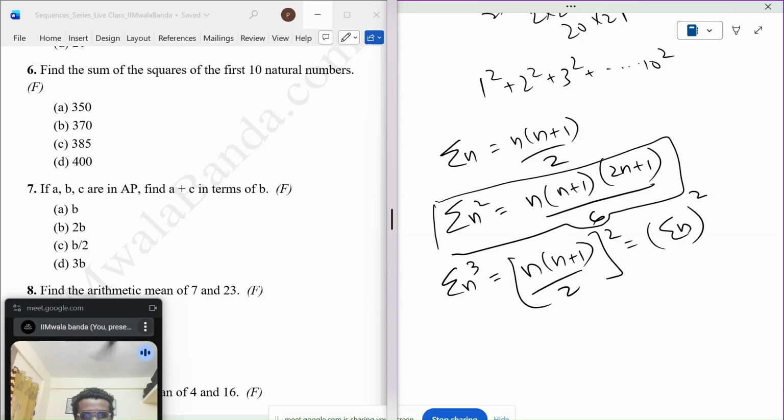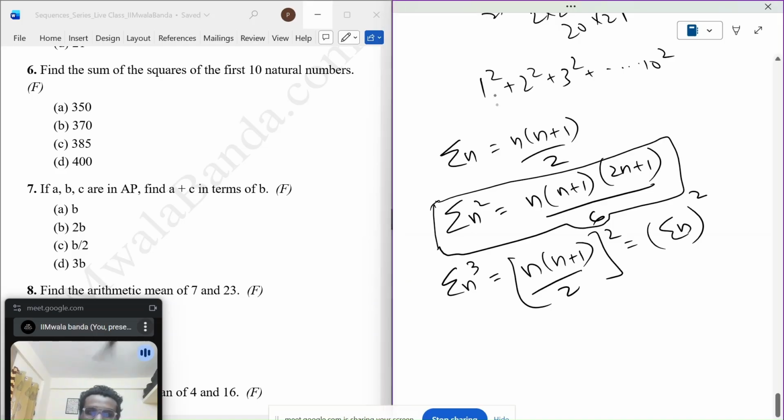And you can always remember cubes. Sum of cubes of first n natural numbers was basically sum of first n natural numbers whole square. So this you will anyway remember. You can write it down in your notebook. Now, everything else will come from logic.